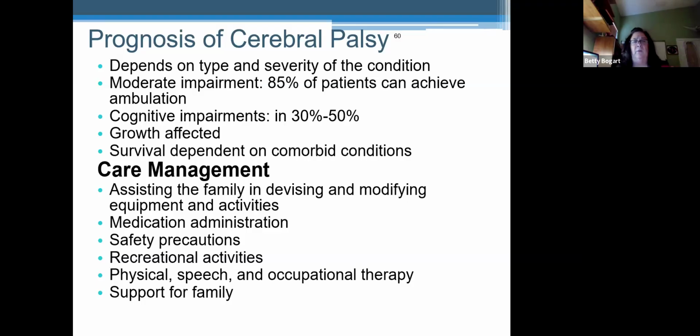So, how do we treat cerebral palsy? Well, it's exercise. That's number one, giving them the nutrition and medication as they need. Safety, safety, safety. And don't forget, these children do need some sort of recreational activities.